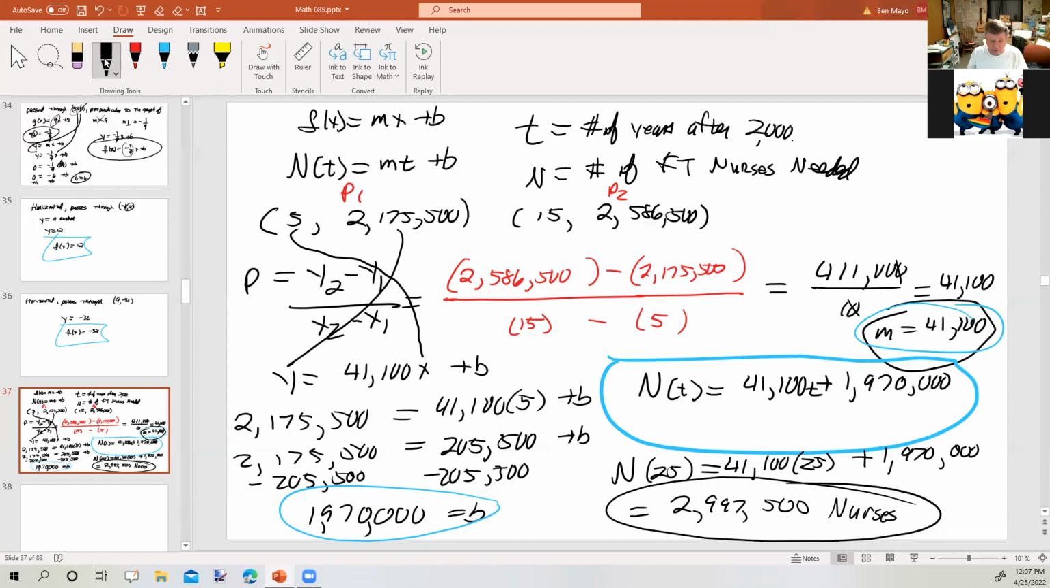So that many registered nurses. If the author had ever known that we were going to have COVID and all the demand for healthcare and everything, who knows how accurate this ultimately is.